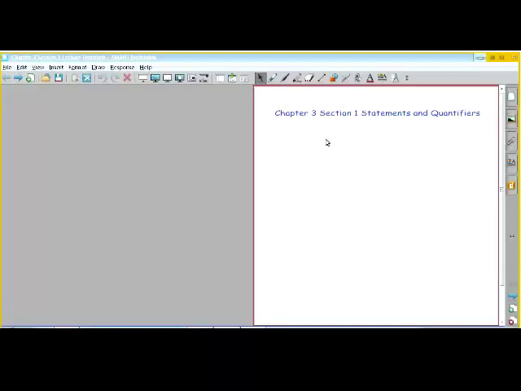So chapter 3 is about logic. And I'll talk a little bit more about why we're covering this at the beginning of section 2. But for right now, we're just going to introduce some terminology which has some similarity to what we did with set theory.